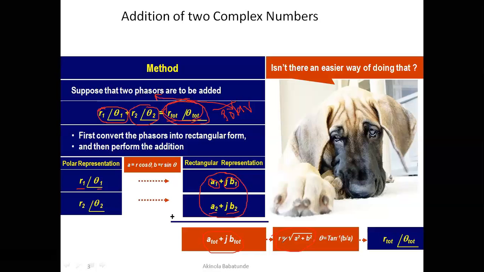Once you obtain the values here, you put them here. And then your total phase will be equal to tan inverse of B over A. Tan inverse of the coefficient of the imaginary term divided by the real term. A is the real term. So it becomes theta equals tan inverse of B over A. Whatever you obtain here, you put it here as your theta total. And before you know what is happening, you already have your final response to addition of the two phasors or polar representations that we have.